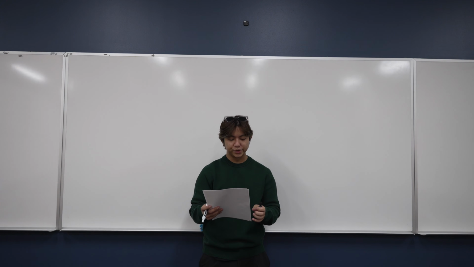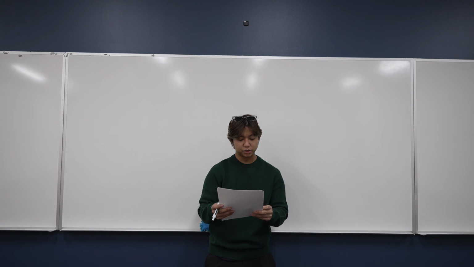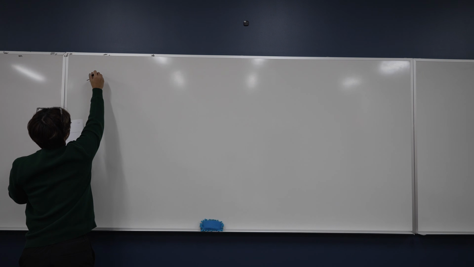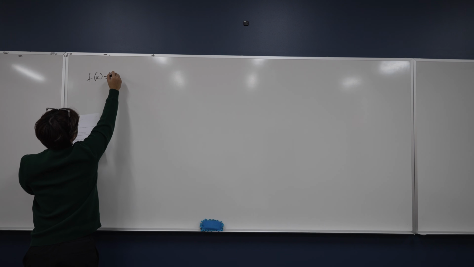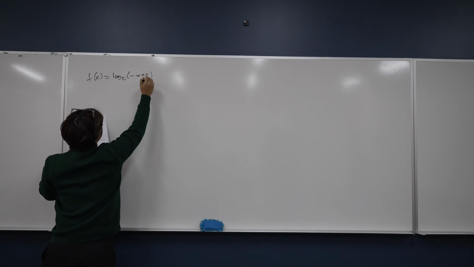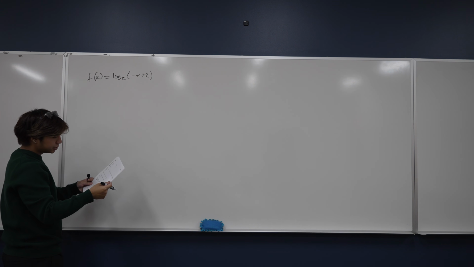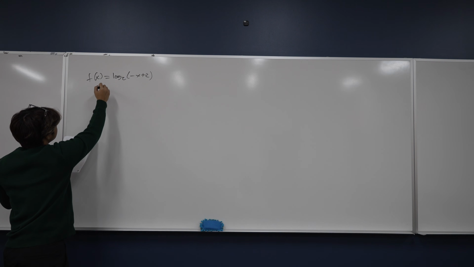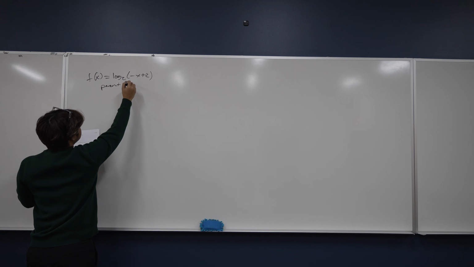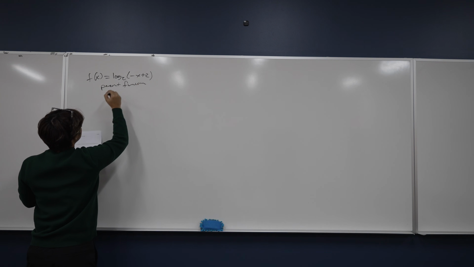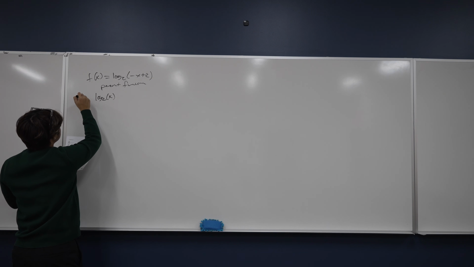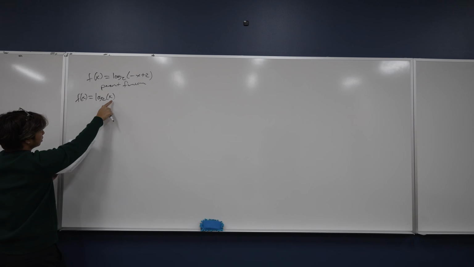Okay, and so we had number 14. I'm gonna do part A. We are given a function, f of x is equal to log base 2 of negative x plus 2. So again, what's our parent function here? It is going to be just log base 2 of x, right? So parent function, log base 2 of x. And f of x is over here. f of x is equal to log base 2 of x.